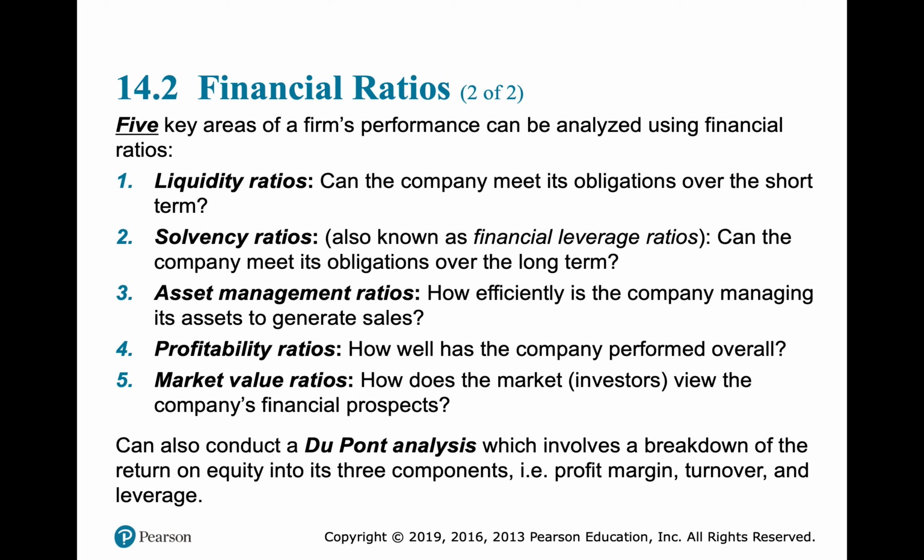The first area of ratios that you're going to learn are called liquidity ratios. What liquidity ratios do is they tell us how quickly a company can meet its obligations over the short term. Liquidity means how quickly can I convert my assets to cash? Because if I need to satisfy any debt obligations, then I need to convert assets to cash very fast across the short term, and that's why they're called liquidity ratios.